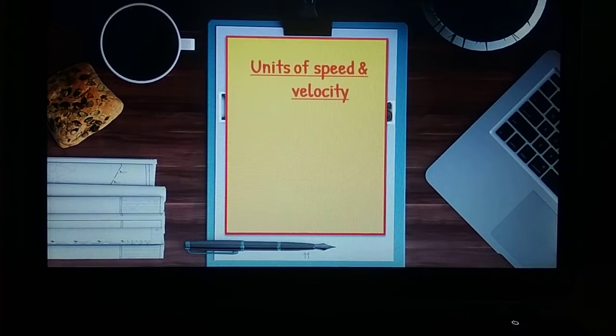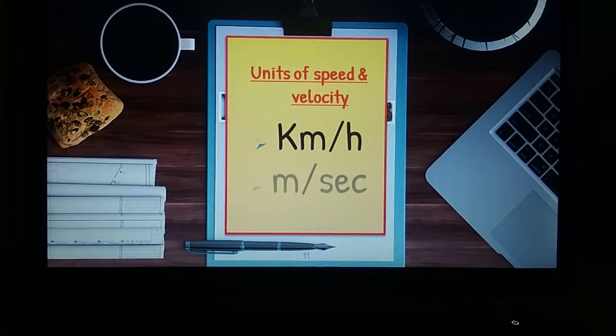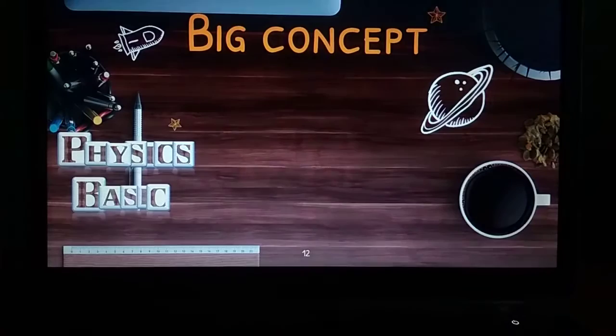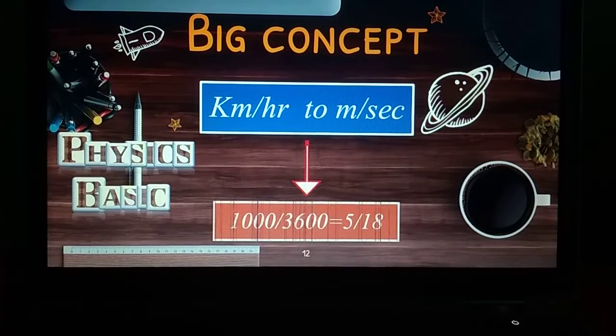Next, you have studied the units of speed and velocity, that is kilometer per hour and meter per second. Now in some numericals, you have to find the speed. The speed may be given in kilometer per hour and you have to find it in meter per second, or it is given in meter per second and you have to convert it into kilometer per hour. Now I have a short trick for you. That is a big concept. How to convert kilometer per hour to meter per second.